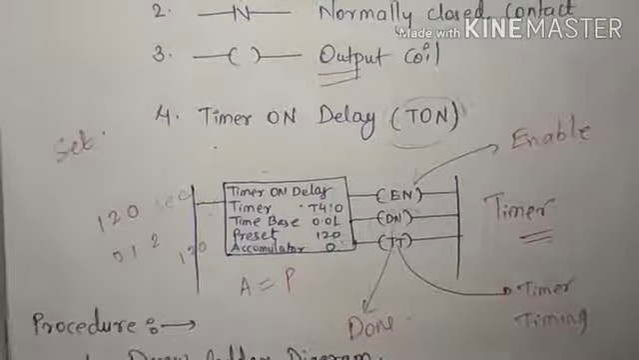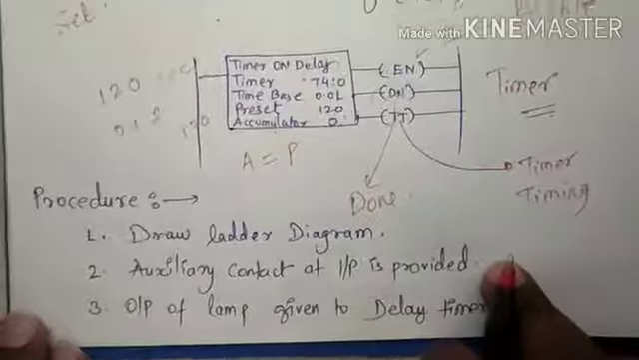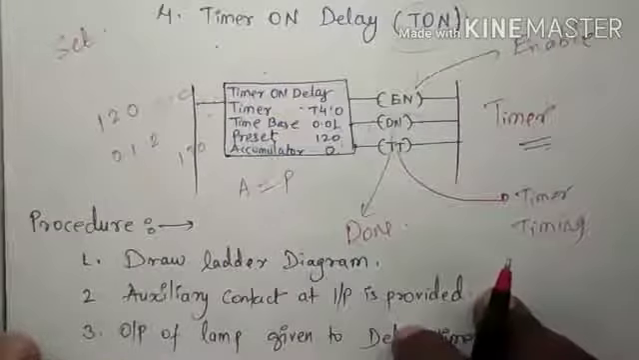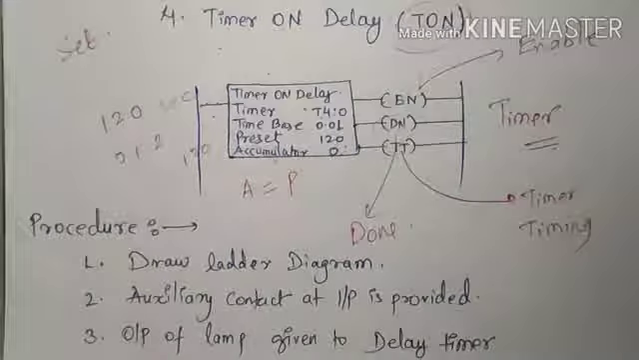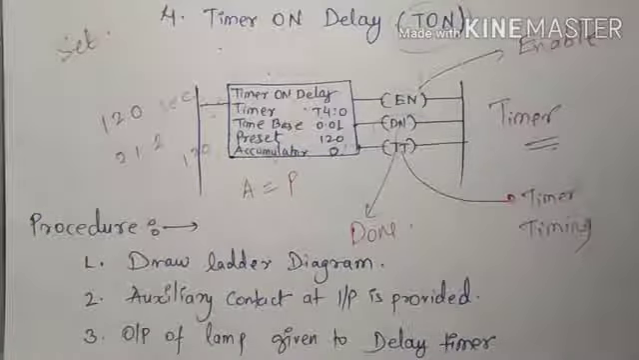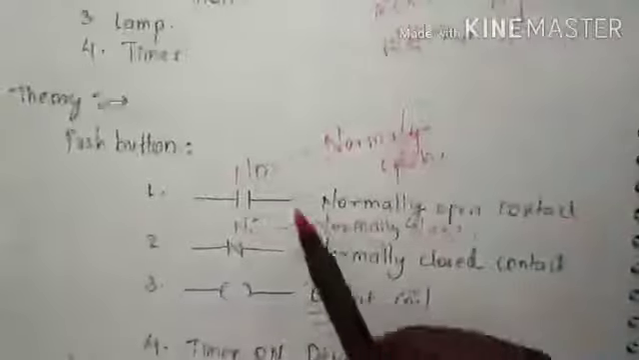Now we will look at the procedure part. What we want to do in this experiment is to add some delay in the lamp operation. By using a timer, we are adding that delay. The procedure of this experiment is, the first step is to draw a ladder diagram in a particular software, with the help of NO, NC and all these switches. We are going to use all these switches in our ladder programming.